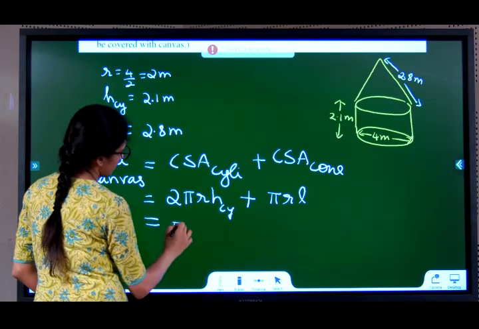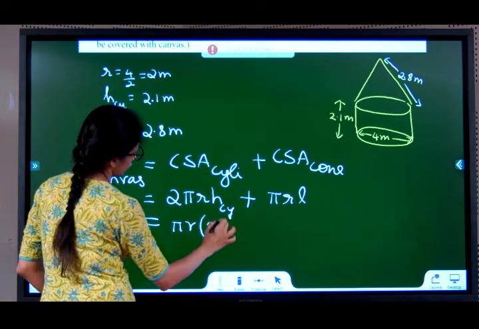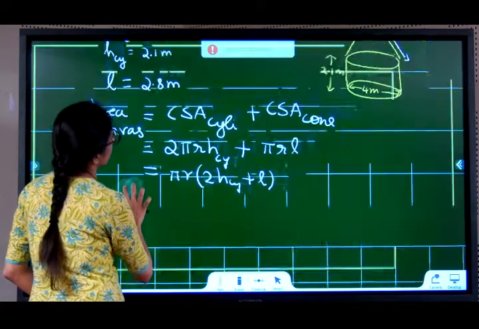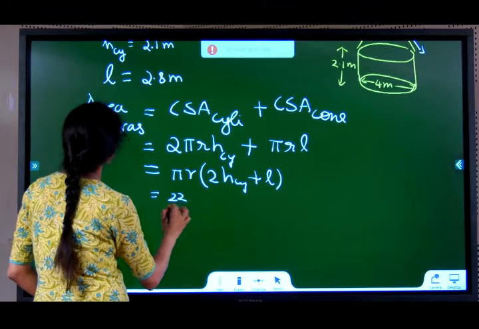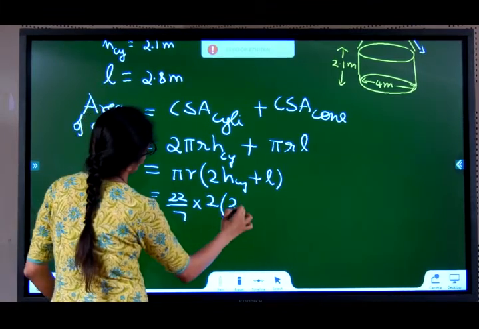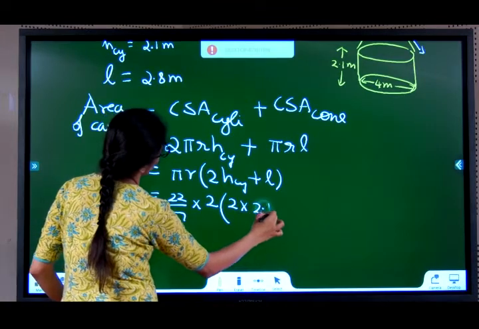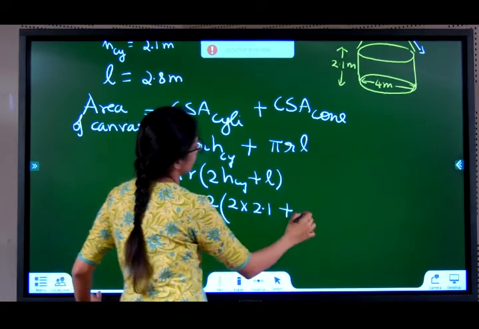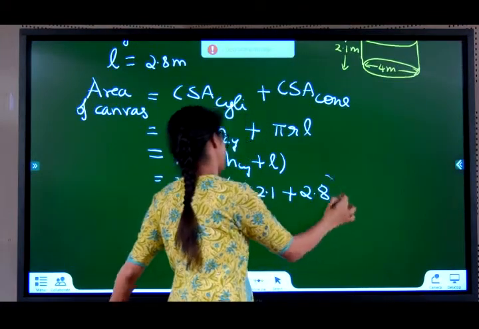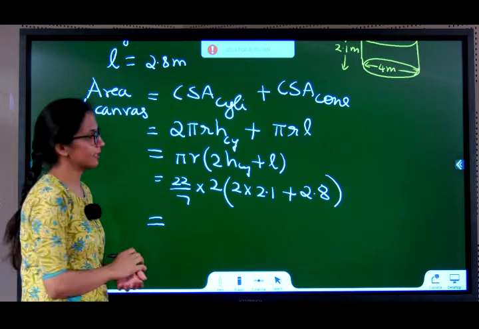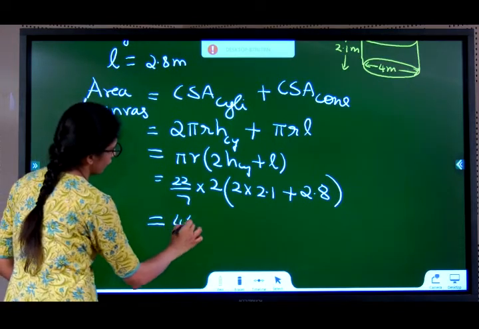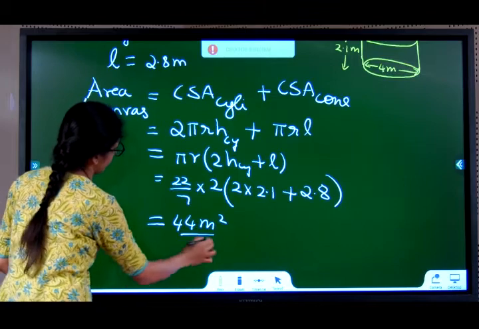Can I take pi r common? Yes. 2 into height of cylinder plus L. 22 by 7 into 2, into 2 into height of cylinder 2.1 plus slant height of cone 2.8. On solving this, we get the area of canvas to be 44 meters square.